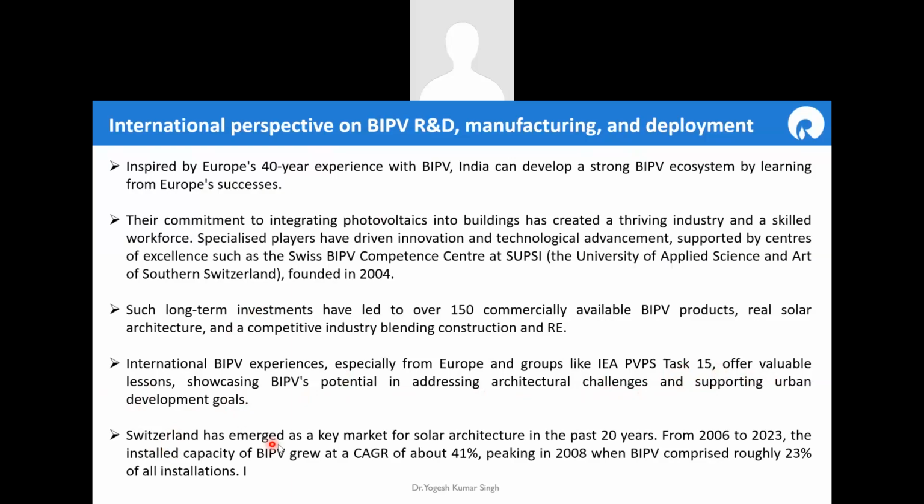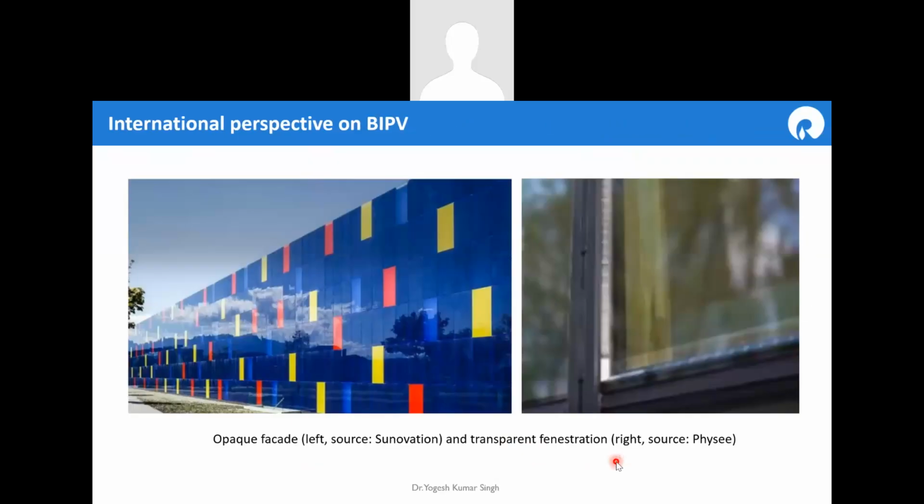Apart from Europe, Switzerland also has a very emerging architecture market over the past 20 years, from 2006 to 2023. A lot of projects are coming up there. If you're talking about BIPV, around 41% of the BIPV systems are coming there. And if you're talking about the 2018 data, this is a very big achievement for Switzerland. They have utilized BIPV in a prominent way.